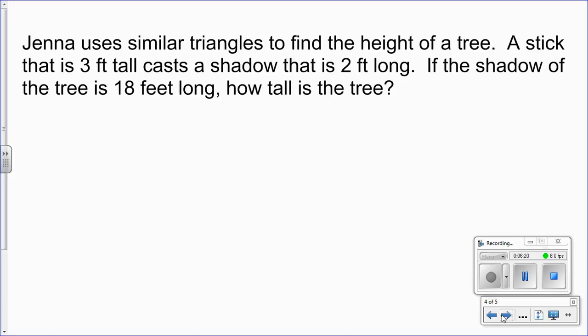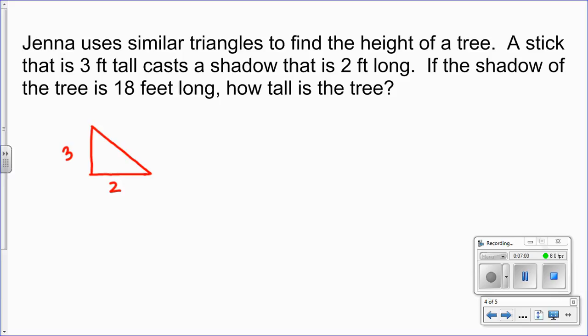So this is more about similar triangles. Jenna uses similar triangles to find the height of a tree. A stick that is 3 feet tall casts a shadow that is 2 feet long. If the shadow of the tree is 18 feet long, how tall is the tree? Okay, so we have our stick that is 3 feet tall, and it casts a shadow, so here's our shadow, that is 2 feet long. So makes this triangle.